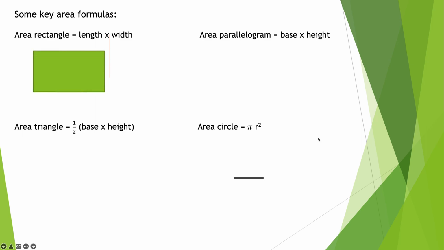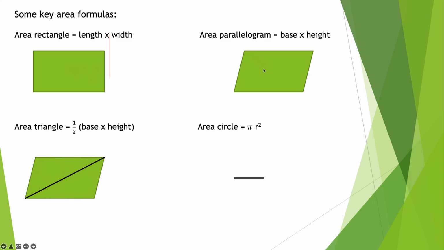A little bit of a review with formulas here. You should recognize what a rectangle looks like, what a parallelogram looks like. The reason the formula for area of a parallelogram is base times height. The reason the triangle is half of that is because you split a parallelogram in half to make a triangle. And the area of a circle is pi r squared. Okay, those are just reminders of figures, what they look like.